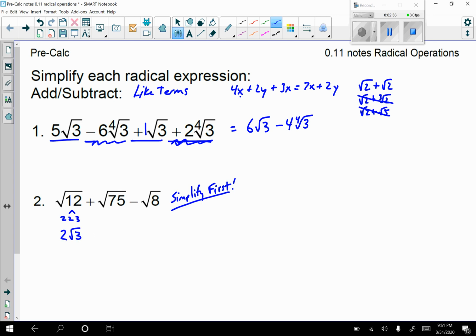Hopefully, a lot of these are pretty quick. Let's see, 75 is 25 times 3. That's 5 times 5 times 3. So that is 5, 3 left over, root 3. Yeah, that's good news. Same thing. 8 is 2 times 2 times 2. There's a pair of 2's. 2 root 2, not the same thing. So 2 of them we can put together. That's 7 root 3. 1 is not like the others, 2 root 2. So 7 root 3 minus 2 root 2.